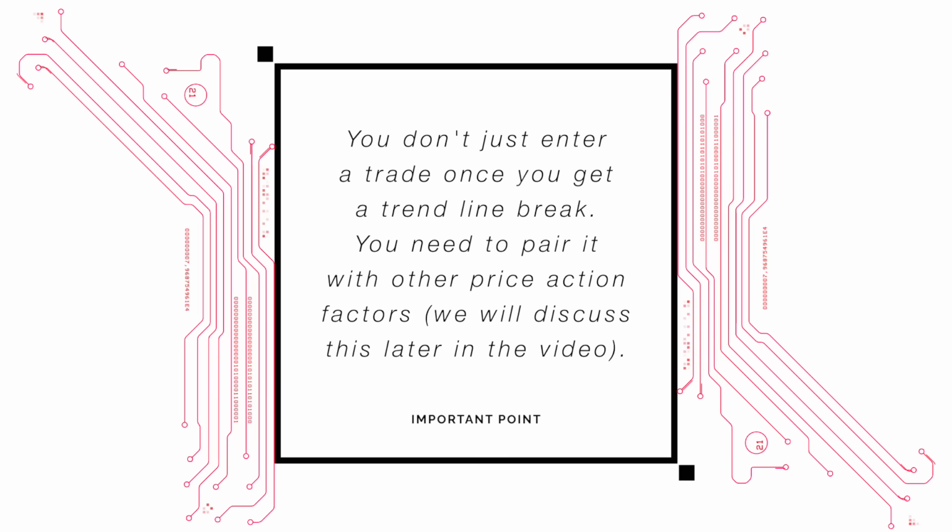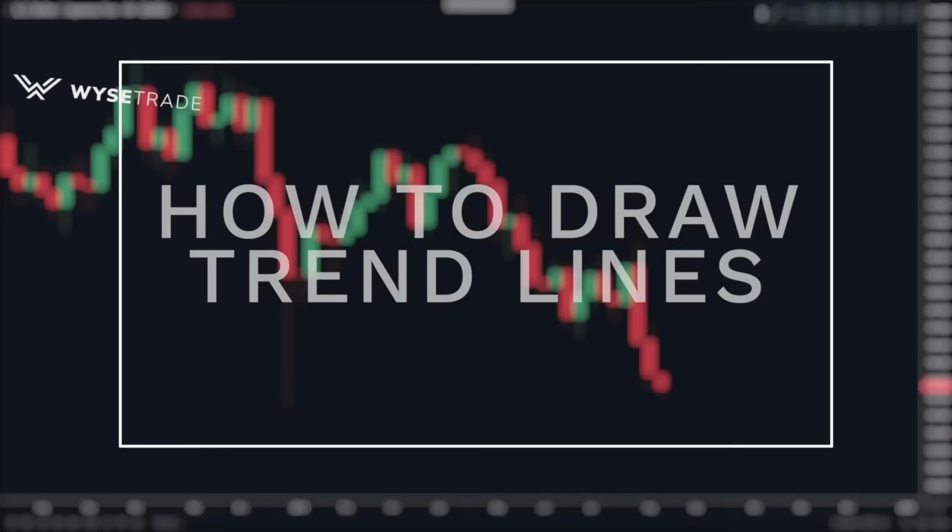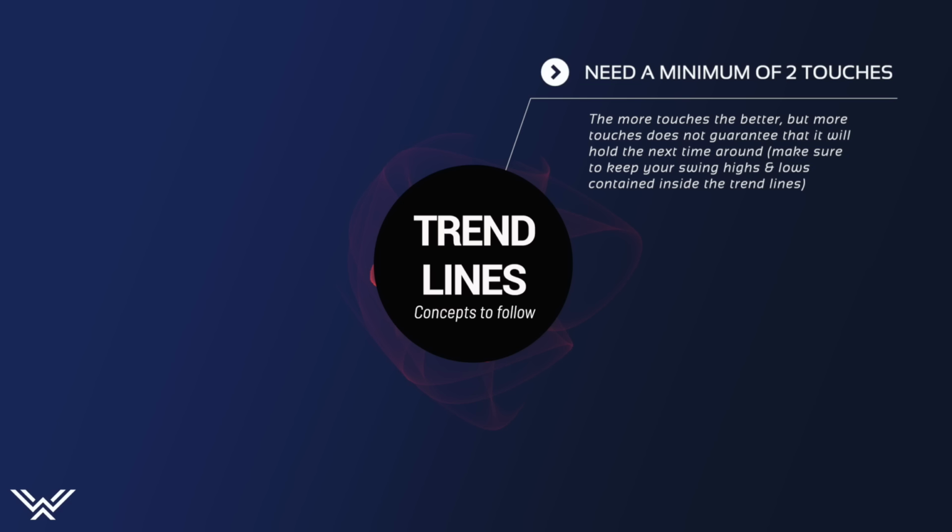So now that you know what trend lines are and why we apply them onto our charts, let's go through in depth how to draw trend lines effectively. So first, let's go through the concepts we follow when drawing trend lines. 1. You need a minimum of 2 touches to be able to draw a trend line. The more touches, the better, but more touches does not guarantee that it will hold the next time around.